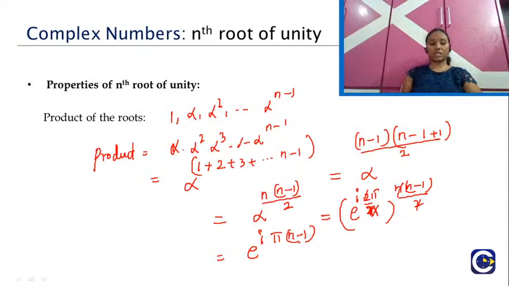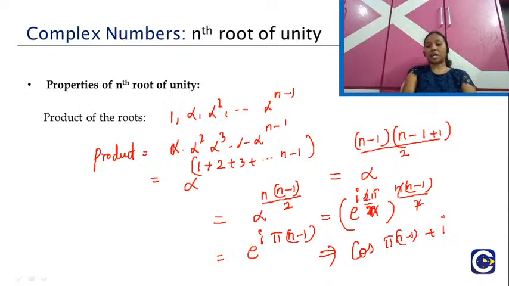So I hope you are clear until now. Please let me know if you have any doubts. So what happened for this product of the roots? We have taken the base common and added up the powers, which ends up as a sum of n minus 1 terms. So we applied the formula n into n plus 1 by 2, and after simplifying it further, it is equal to e power i pi into n minus 1. So let's write it in polar form. This will be cos pi into n minus 1 plus i sine pi into n minus 1. So this will be my product of the roots so far.